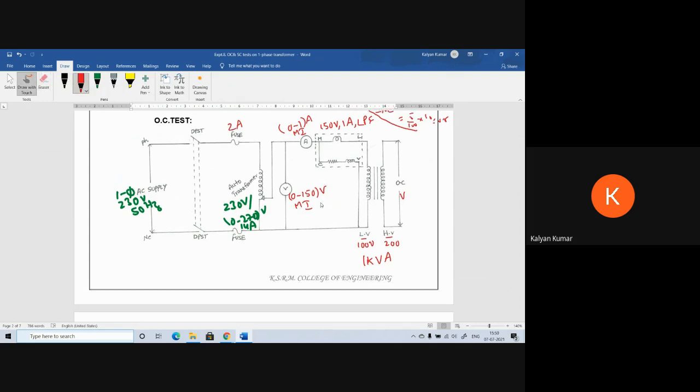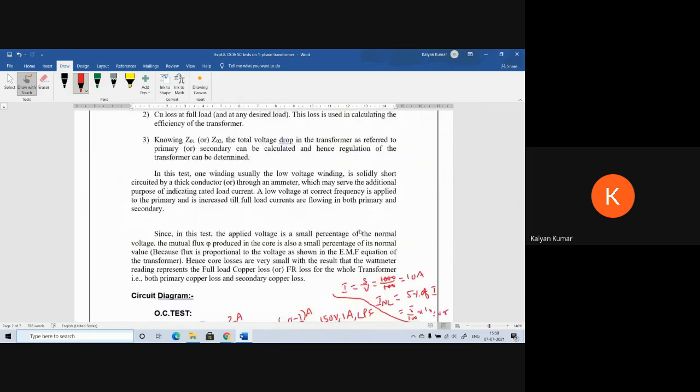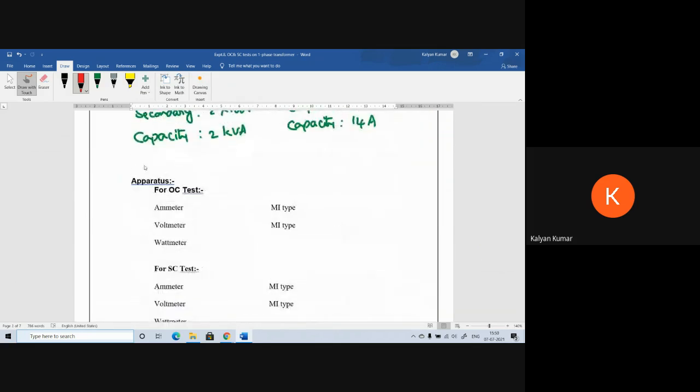Okay. Now, after fixing these meter ranges, I am writing the operators here. Ammeter is 0 to 1 amp, MI type, 1 number we require. This is the quantity. Next, voltmeter, 0 to 150 volts, 1 number.